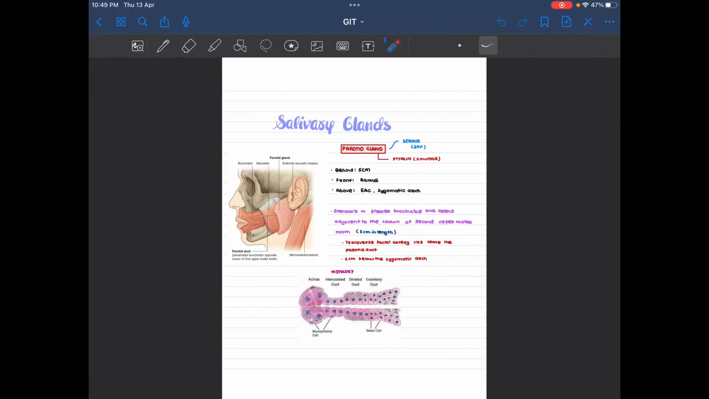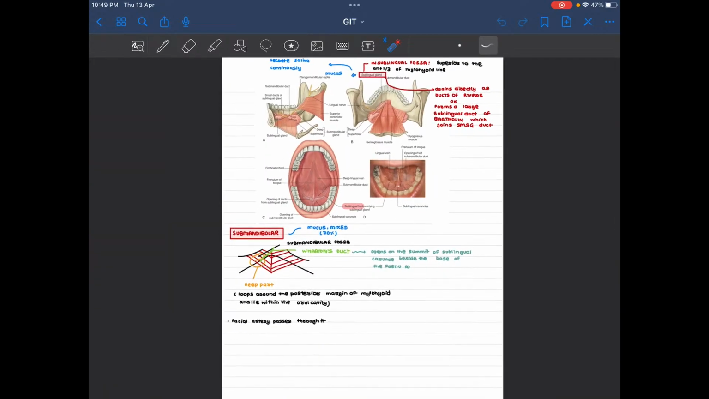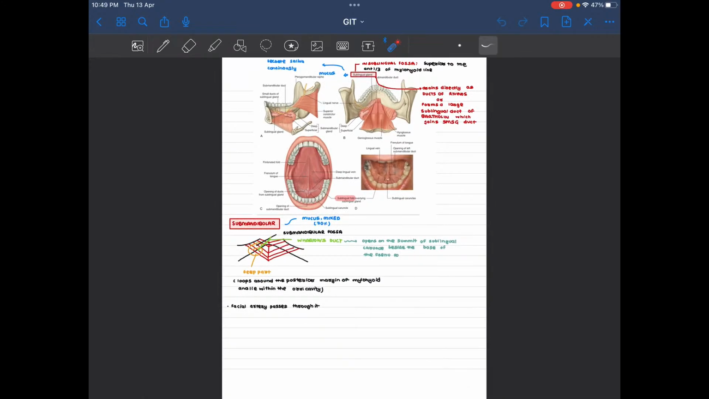Now we're going to talk about the salivary glands. We know we have the major salivary gland, the parotid gland. Obviously, we're not going to go into the details of their anatomy per se, but just remember the parotid gland is mainly a serous gland, and the remaining ones, the submandibular and the sublingual, are mixed glands. So these are the different glands that we have. Please study their anatomy as well.